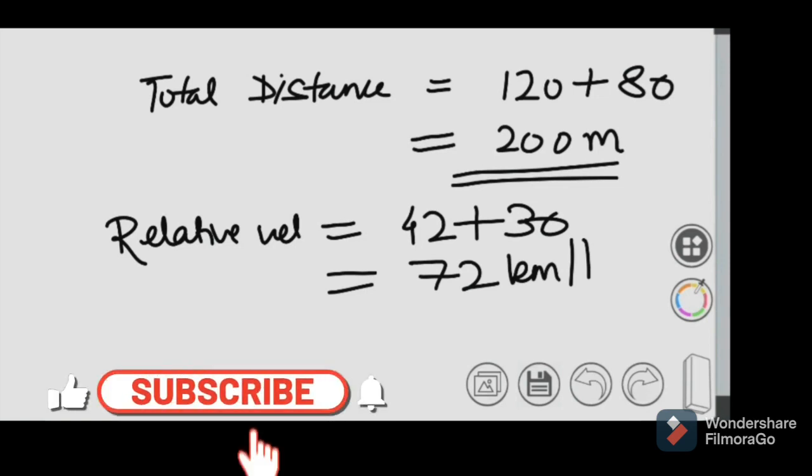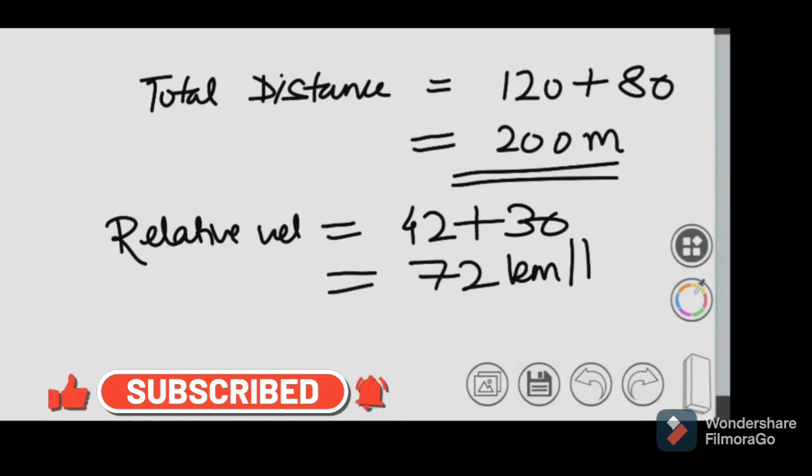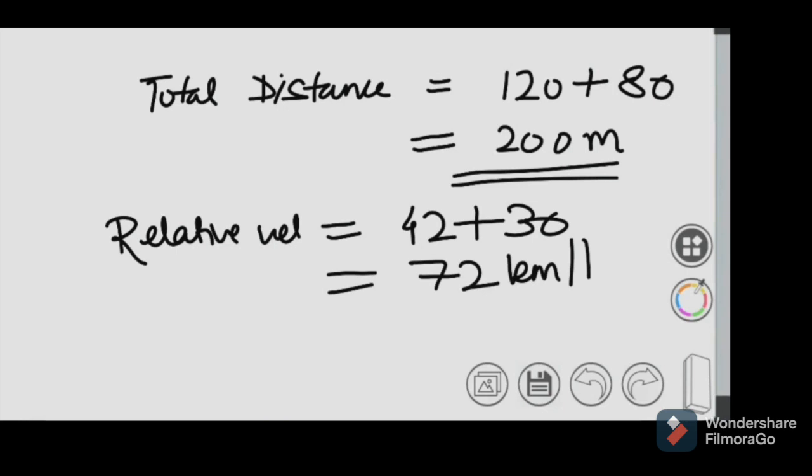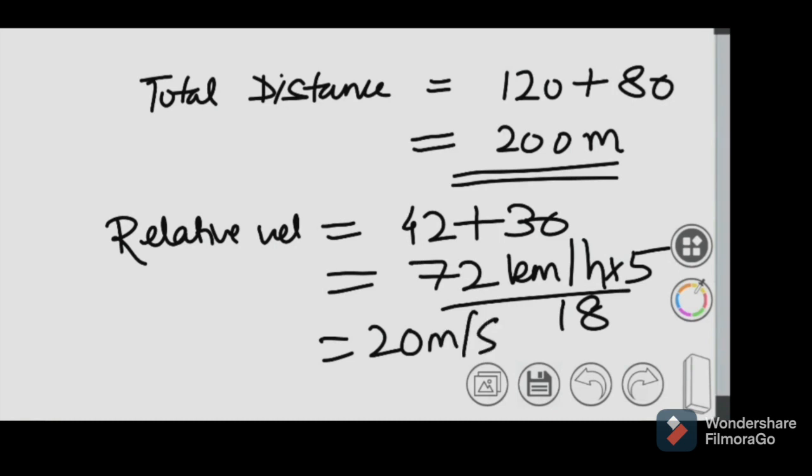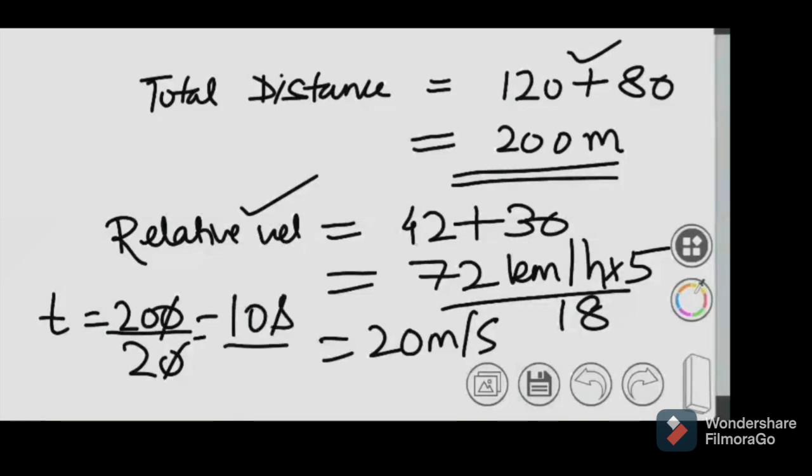Now the question is simple, but again you will make a mistake. I know you will forget to change kilometer per hour to meter per second. So we multiply this by 5 upon 18. So this becomes 20 meter per second. So you have the distance, you have the velocity. Now you can find out the time in which they will cross each other. So time would be distance upon relative velocity. In 10 seconds, they will cross each other.